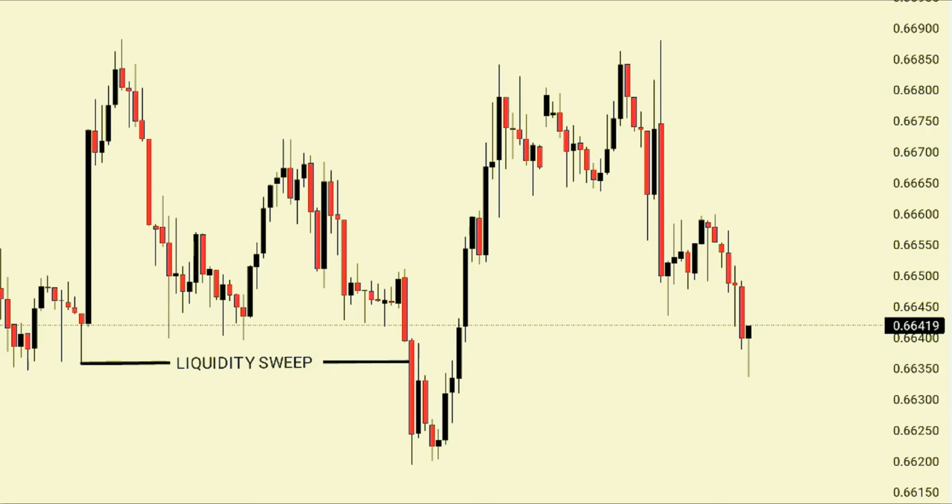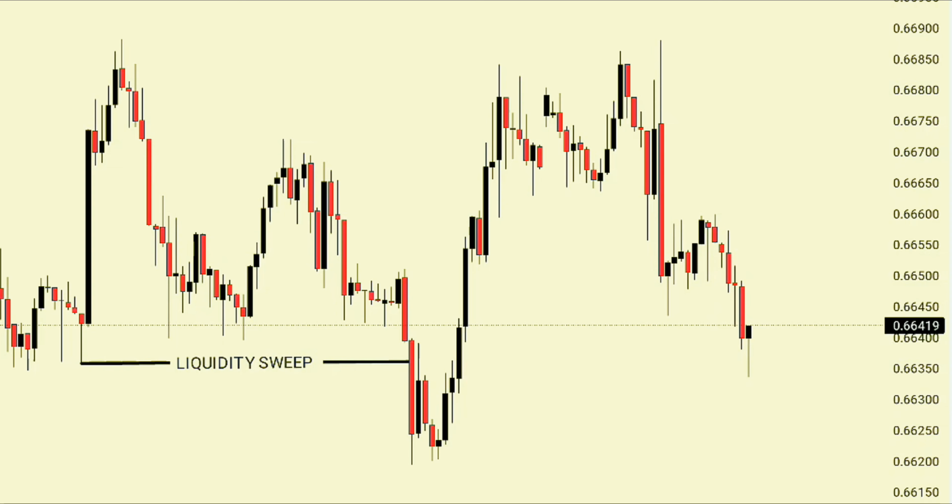Price dips below these equal lows, sweeps all that liquidity, grabs every stop loss it can collect, and instantly shows a strong rejection. This is the first clue that tells me smart money is active and preparing for a bullish leg. Right after the liquidity sweep, notice how the market reacts.